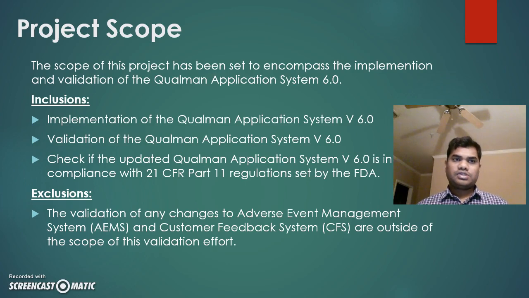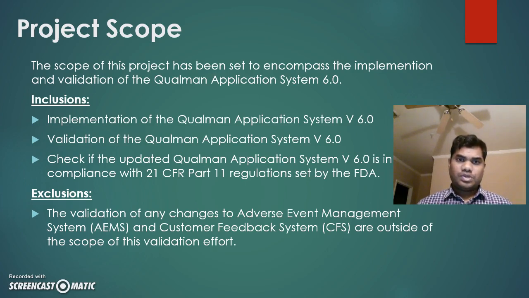Okay, then let's go to the scope of the project. When it comes to inclusions, the implementation of the Qualman system is included, and the validation of the Qualman system version 6.0 is also included in the scope. And we need to check if the Qualman system is in accordance with the 21 CFR Part 11 regulations that have been set by the FDA.